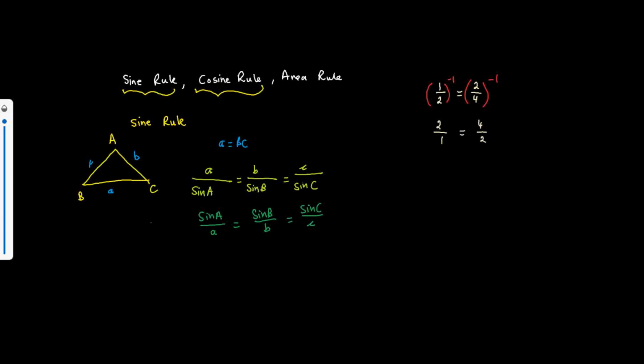I think that's the only exception. But in terms of the sides, no side of the triangle can be 0 units. Even if it's a very tiny triangle, it can be 0.1 units or 0.001 units if you zoom in on a very small triangle. So that's basically the sine rule.